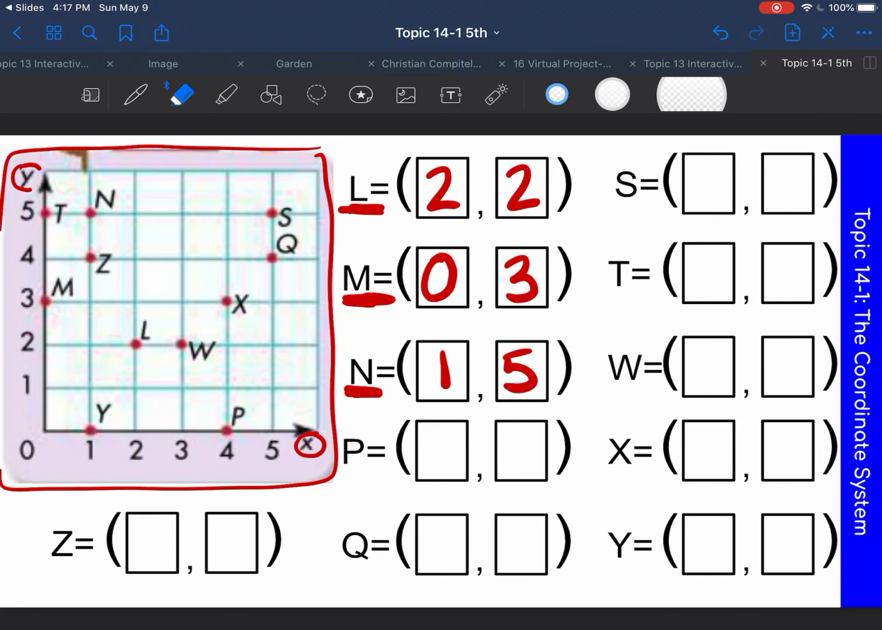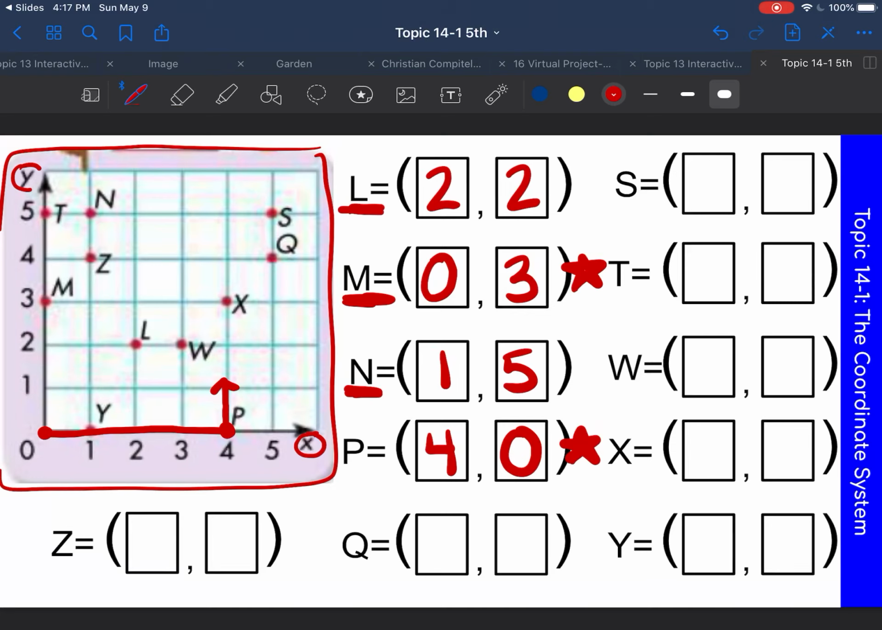Let's look at the next one, P. I see P is right here. Okay, so we start at the origin, always start at the origin. We go over how many spaces to get to P on the x-axis? Again, you always go horizontal first. We go 4. Now, to get to P, do we go any spaces up on the y-axis? We do not. So similar to this problem up here when we didn't go any spaces on the x-axis, in this problem, we didn't go any spaces on the y-axis, so it would be 0. 4, 0 would be our ordered pair.